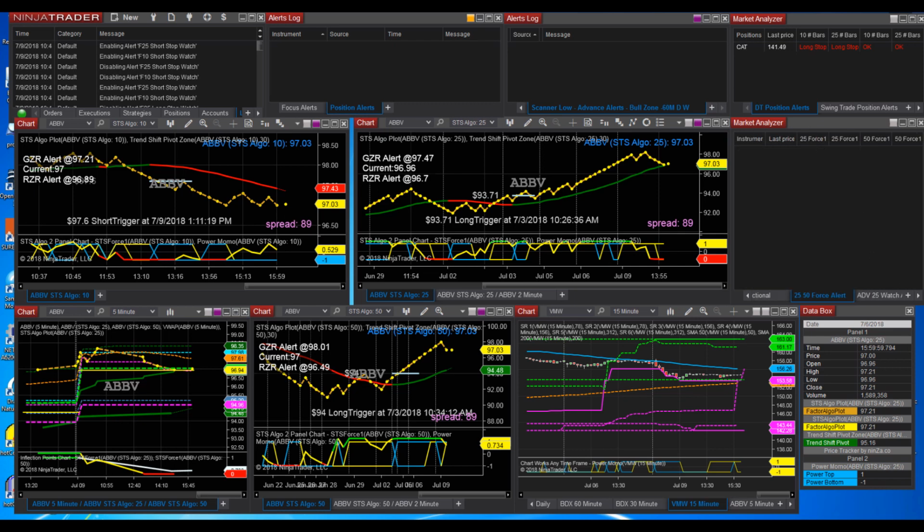While they're loading, we're going to look at our next tab. 25/50 force alert. That's pretty easy. That's the green and red line. If it's on a 25 or a 50, if it goes green or red, it sends an alert out. You can learn about the different alerts.